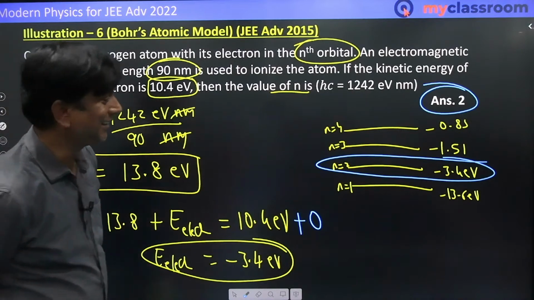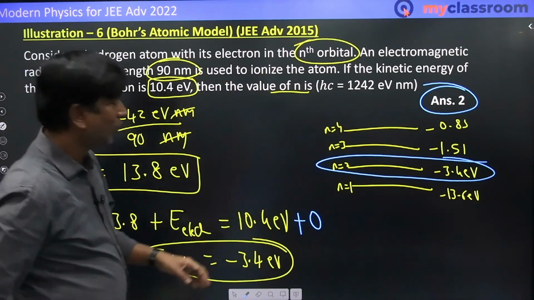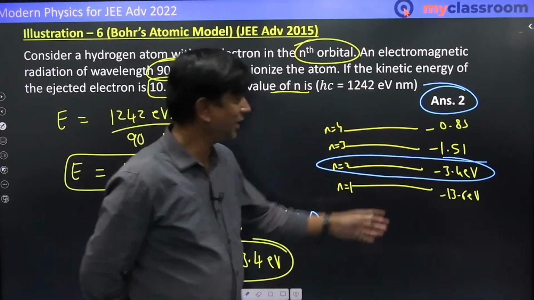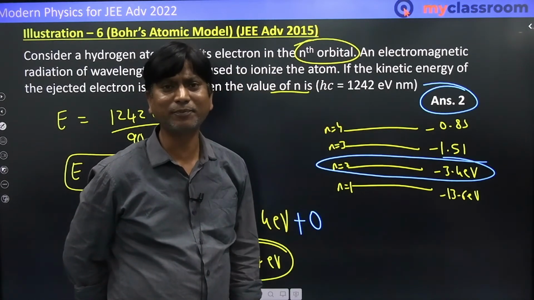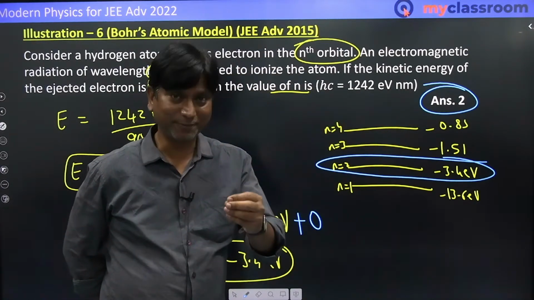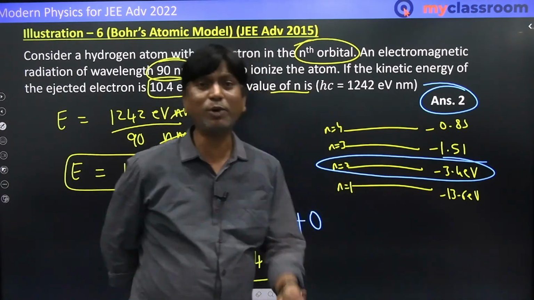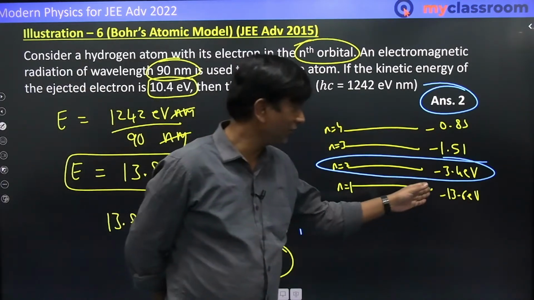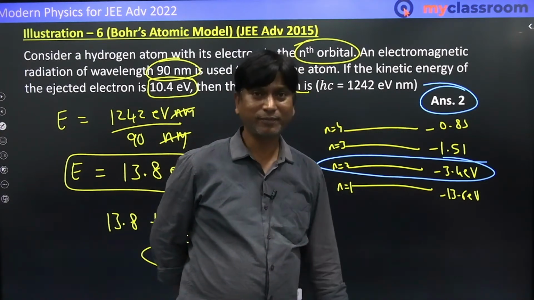See, the thing is, I'll tell you, suppose instead of 13.8, only 3.4 is incident on this, then nicely it will go to infinity and stop, that's all. At infinity it won't have any kinetic energy. To ionize just the electron which is in the n equal to 2 state, how much energy is required? 3.4. To ionize the electron which is in the ground state, how much energy is required? Just 13.6, right or not?